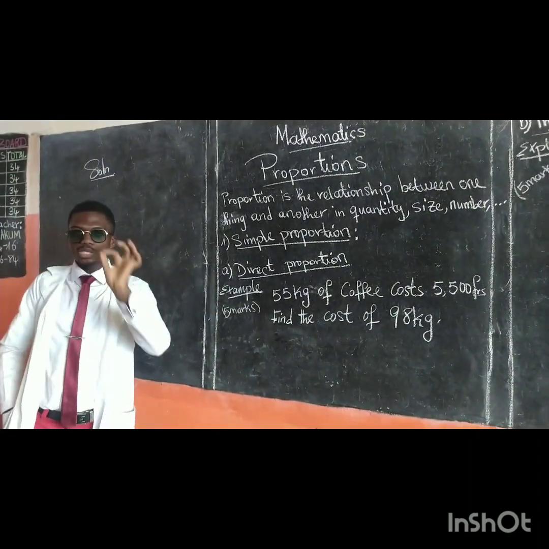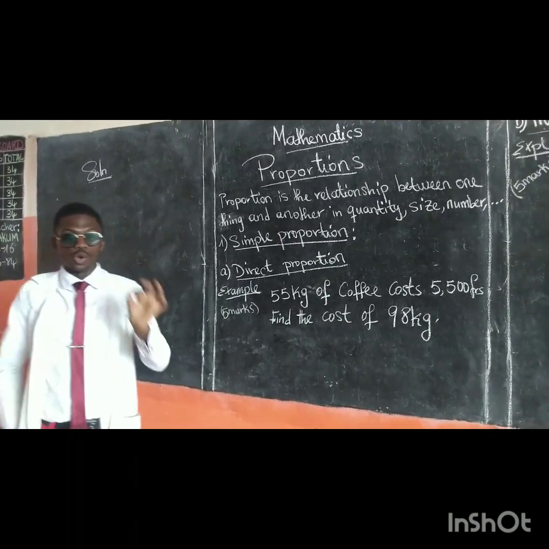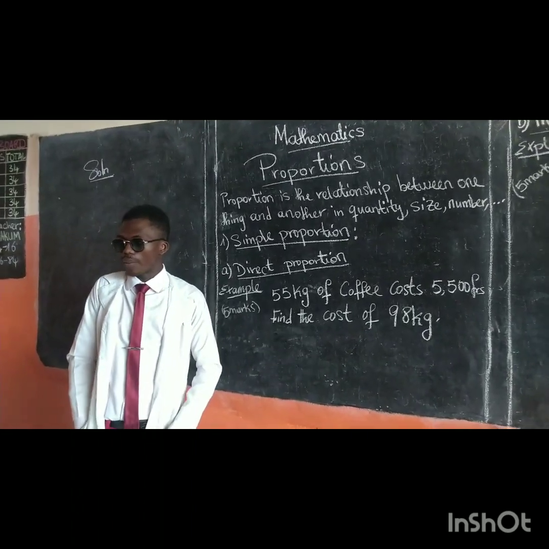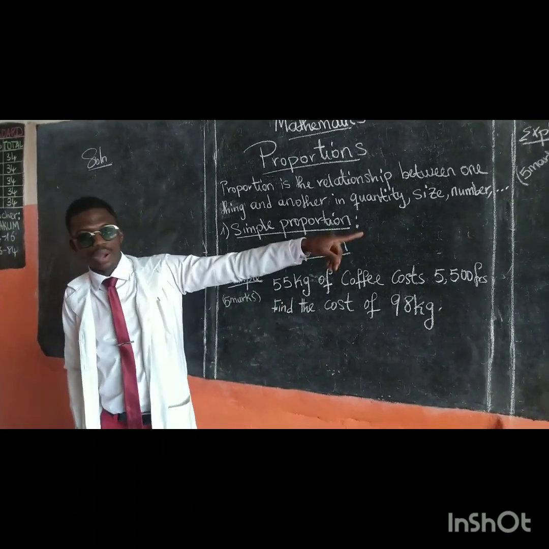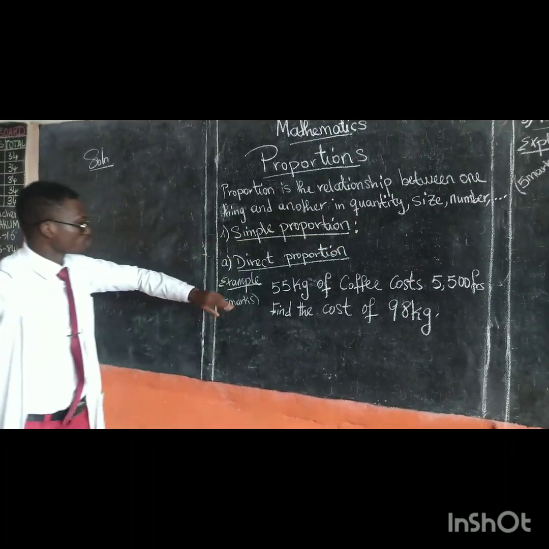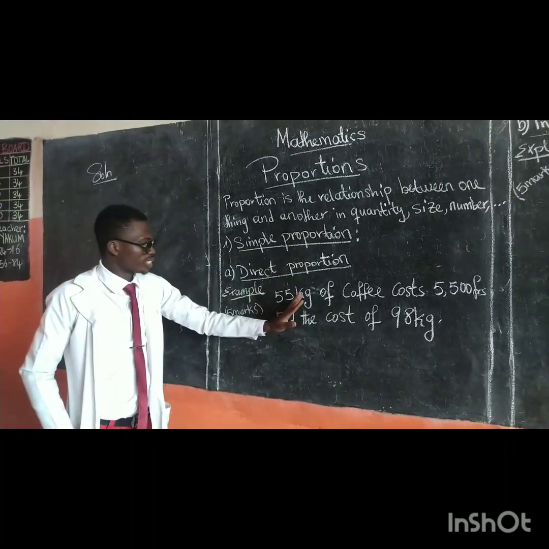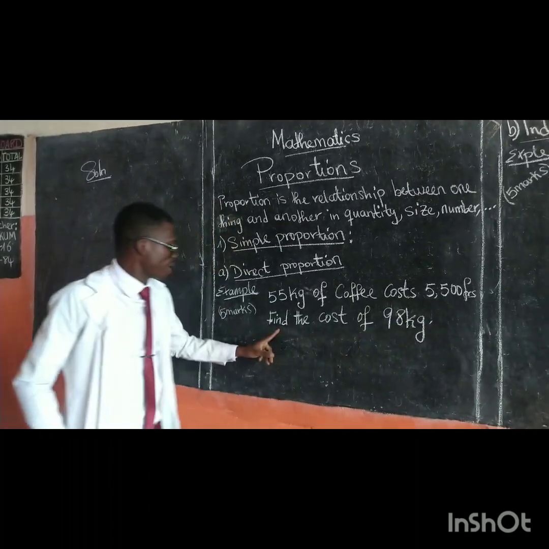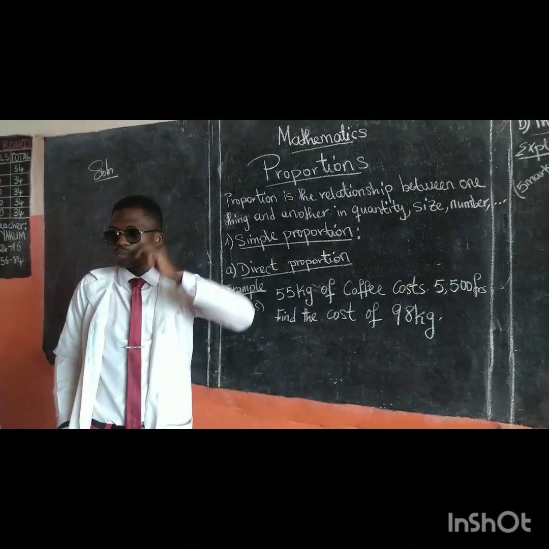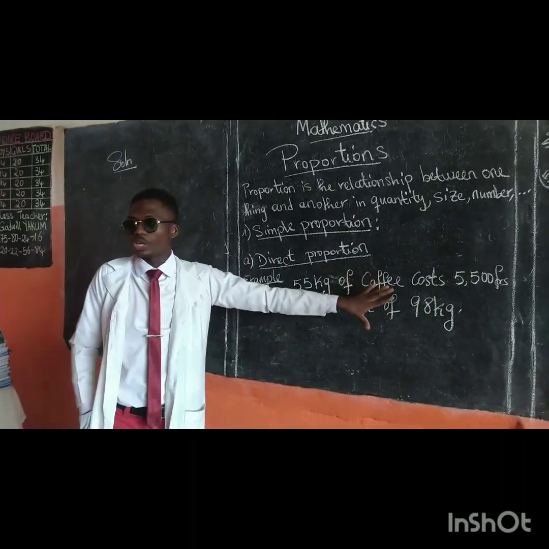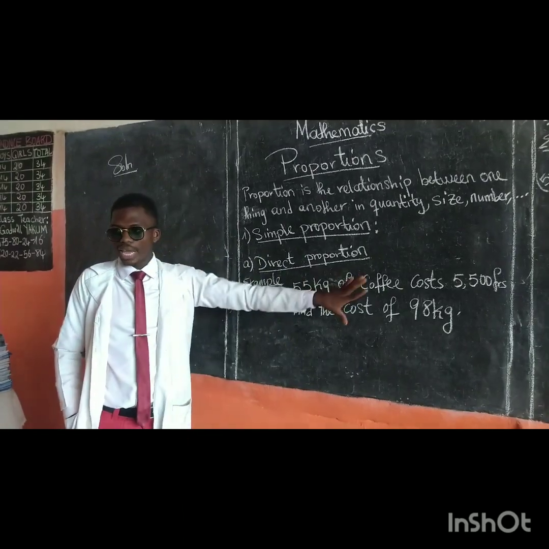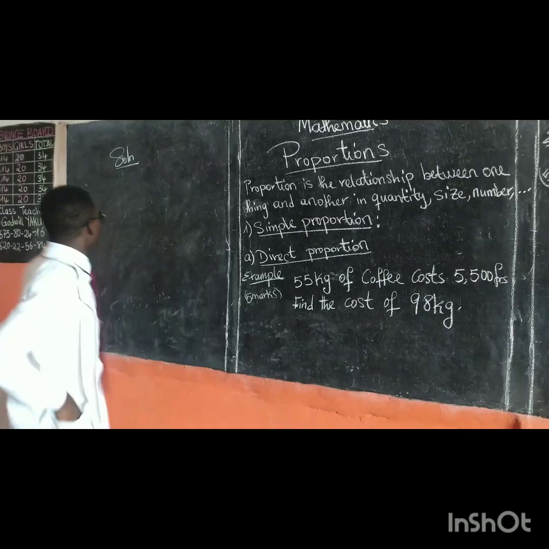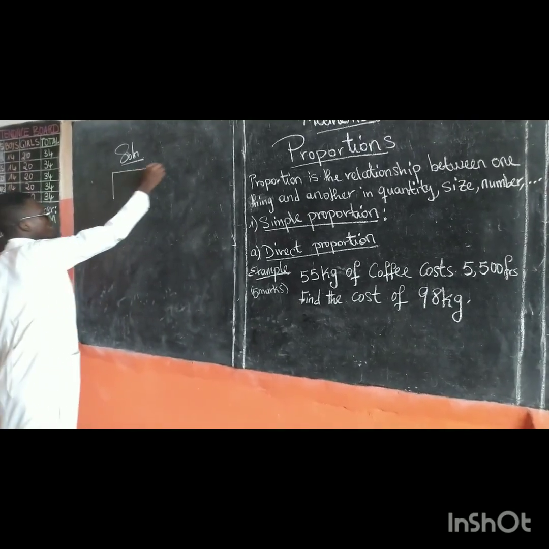Solution. I'm going to give you the steps to follow when solving problems involving simple direct proportion as well as indirect and compound proportion. To start with, direct proportion. Question 1. 55 kilograms of coffee costs 5,500 francs. Find the cost of 98 kilograms. The first thing is to collect the information they have given you. And how do you collect the information they have given you? In a table. Everybody repeat table. Table. To collect the information in a table.